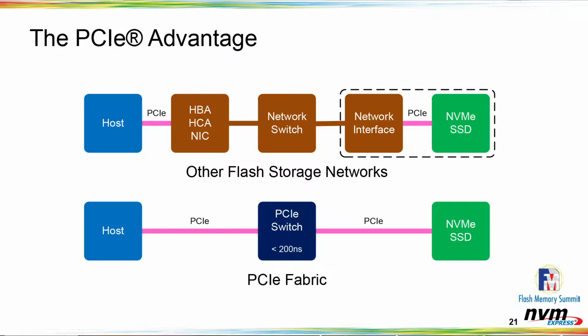With PCIe, we get rid of those protocol translations, which reduce latency. But by getting rid of those protocol latencies, we get other advantages. We get lower cost, because now you don't need those components. And you get lower power, because you get rid of the power associated with those components as well. So that's the PCIe advantage.